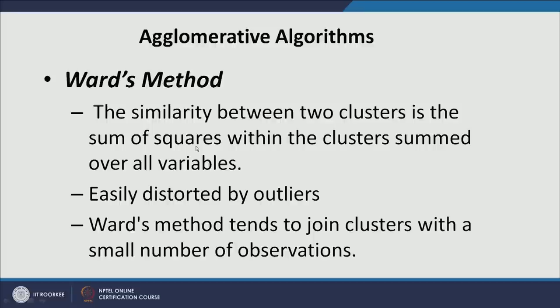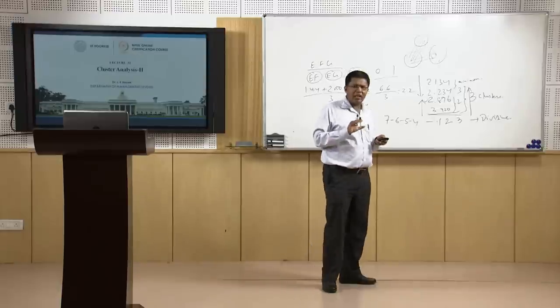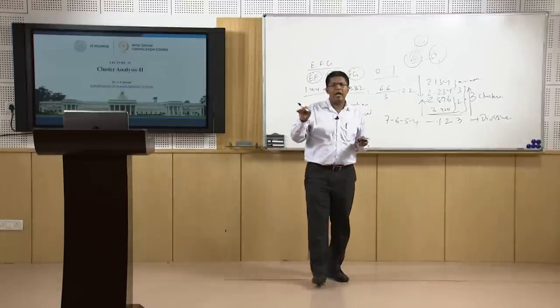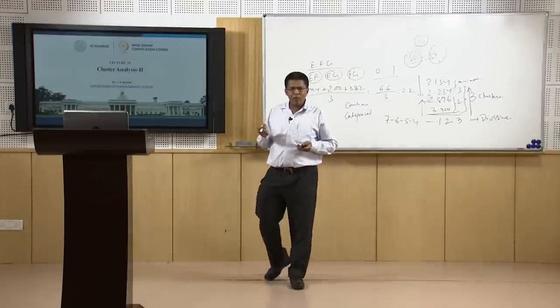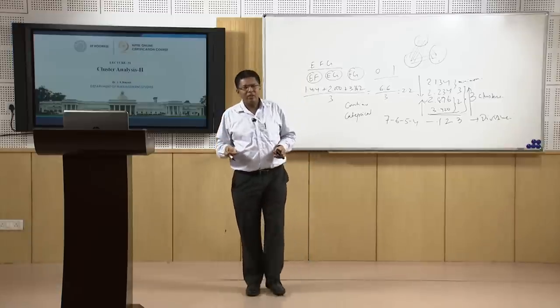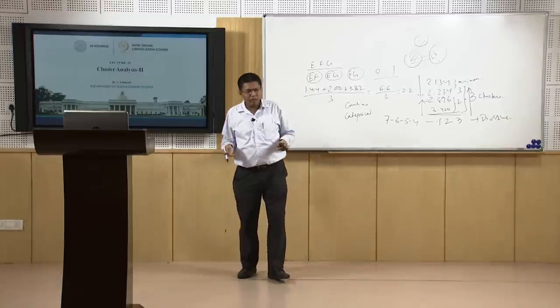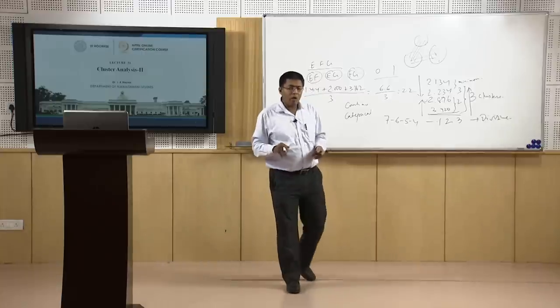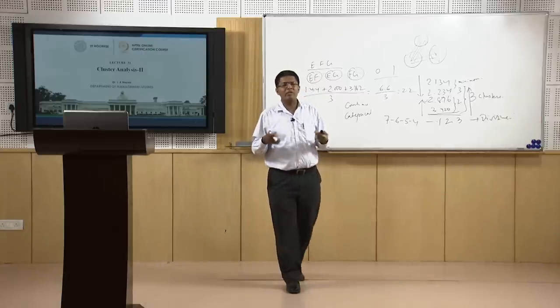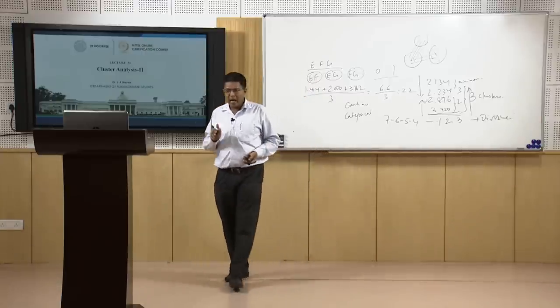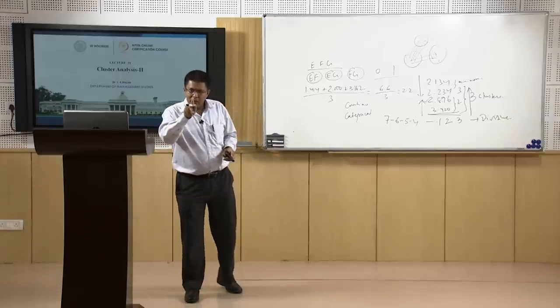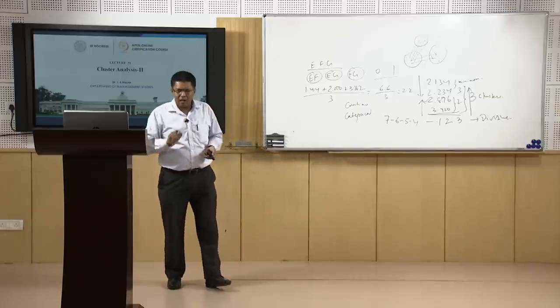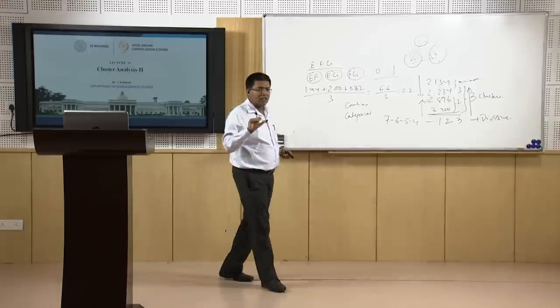So for the two clusters, all the variables in the two clusters, the distances are measured and they are squared, right? So after doing this, we find out the value. Obviously, with Ward's method, if you can understand, the number of calculations is very high. And one more thing is, this is very highly influenced by outliers.